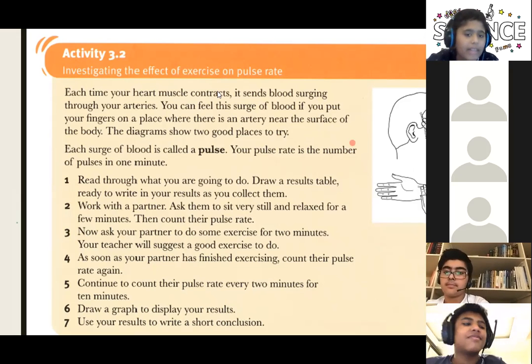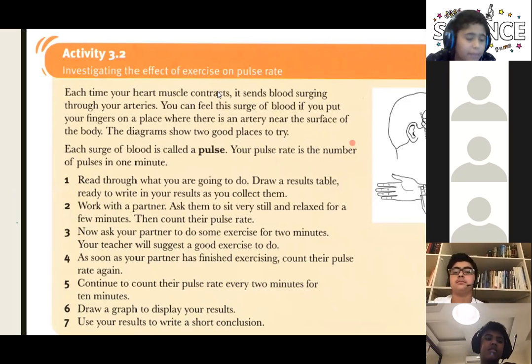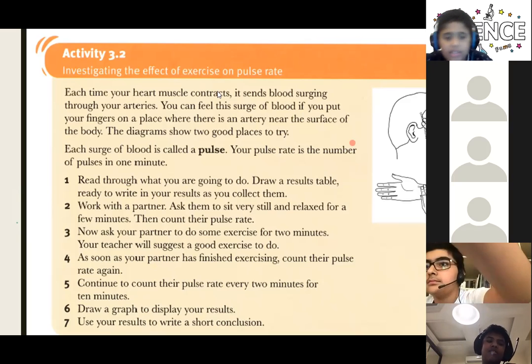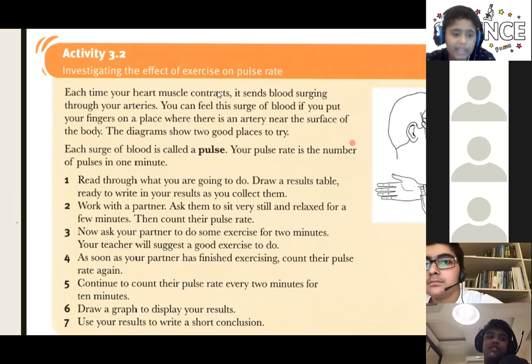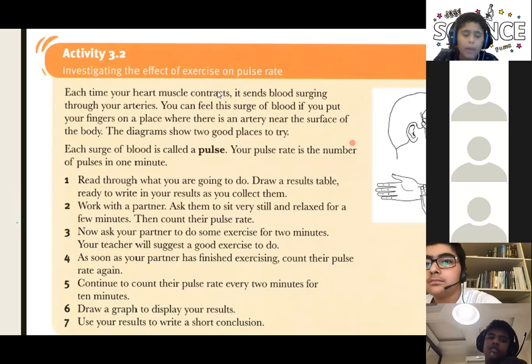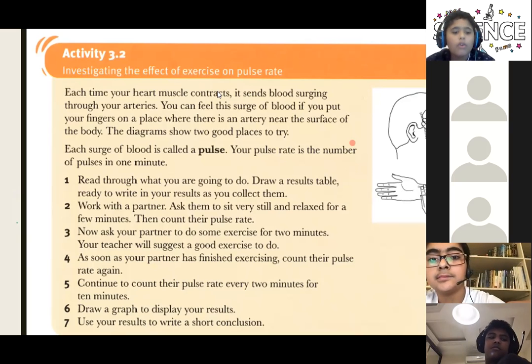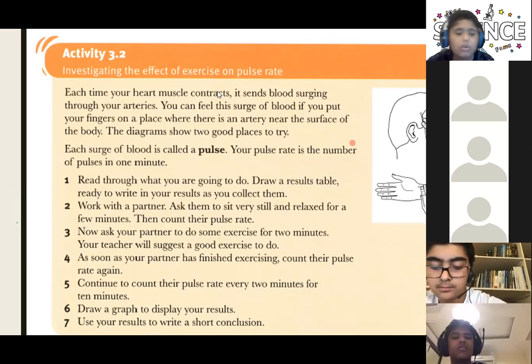Work with a partner and ask them to sit very still and relaxed for a few minutes, and then count their pulse rate. Now ask your partner to do some exercise for 2 minutes. Your teacher will suggest a good exercise to do. As soon as your partner has finished exercising, count their pulse rate again. Continue to count their pulse rate every 2 minutes for 10 minutes. Draw a graph to display your results. 7. Use your results to write a short conclusion.